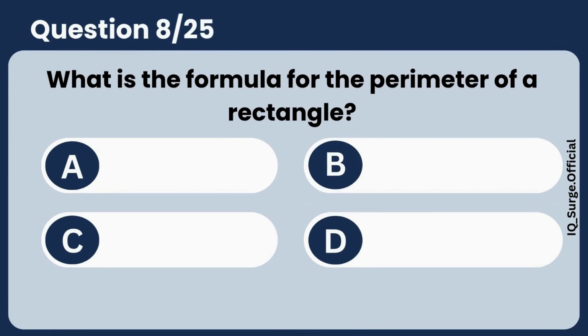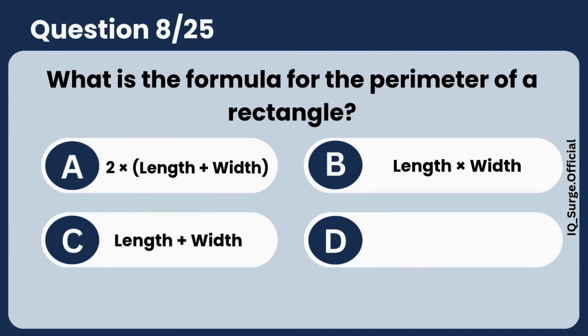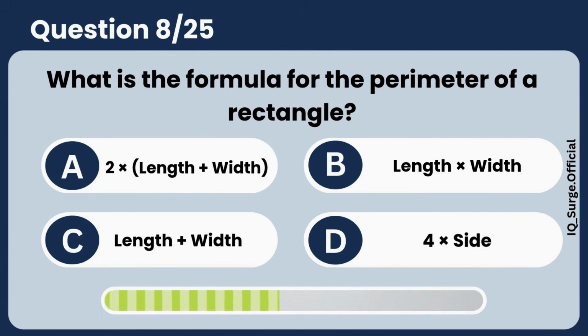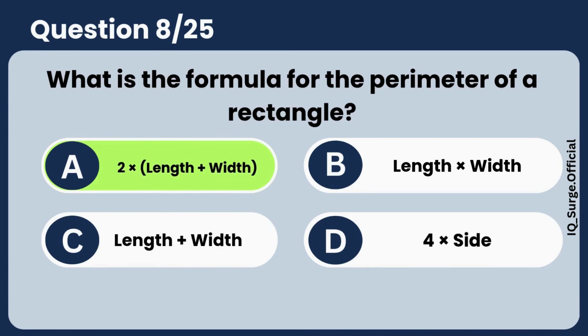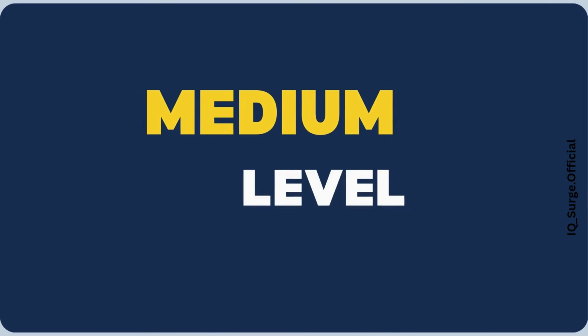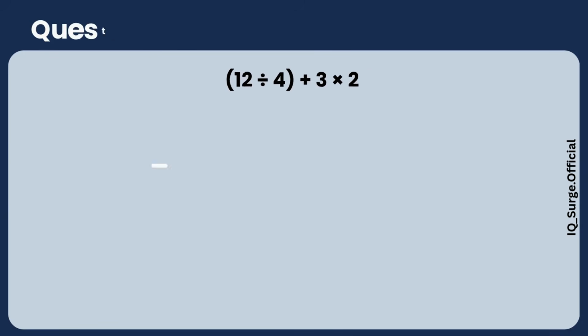What is the formula for the perimeter of a rectangle? Correct, 2 times the sum of length and width. Medium level still with us. You're already ahead of 70% of viewers.